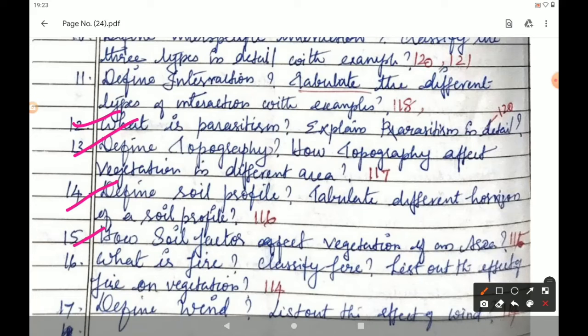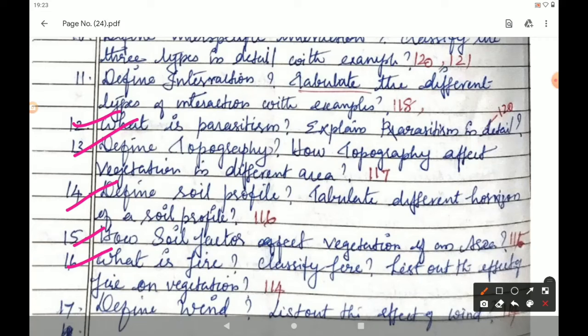Next question. What is fire? Classify fire. List out the effect of fire on vegetation. Page number 114. Fire is an exothermic factor caused due to the chemical process of combustion, releasing heat and light. The types of fire are ground fire, surface fire and crown fire. Below that it is given. Flameless subterranean fire is called ground fire. Fire that consumes herbs and shrubs is called surface fire, and fire that burns the forest canopy is called crown fire.